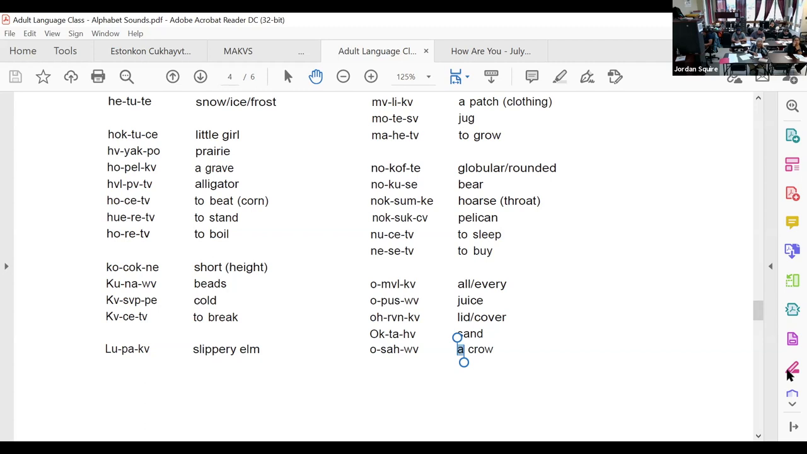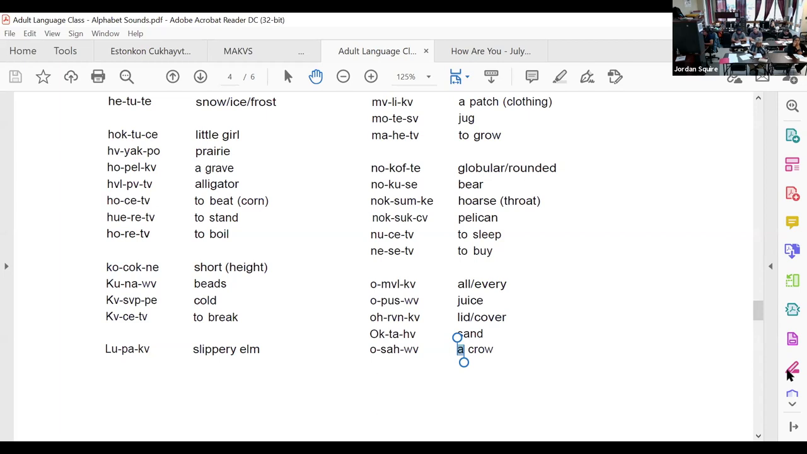Beads, Gonawa. Cold, Gasapi. To break, okay, to break is hobanida, but that is like something long. Gajida maga is to break it in half. There's a difference, okay? So gajida means to break, like this stick. If I broke it, that's gajida. But that's where it's like to break in half on gajida.